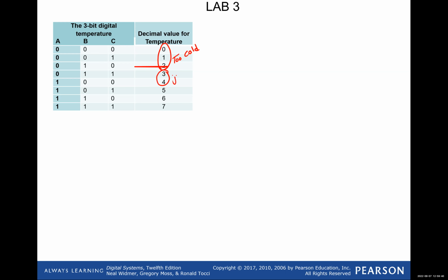But this range is just going to be just right. So my just right will equal 1 only for these 2 possibilities. My too cold will equal 1 for those 3 possibilities. And my too hot will equal 1 for those 3 possibilities.